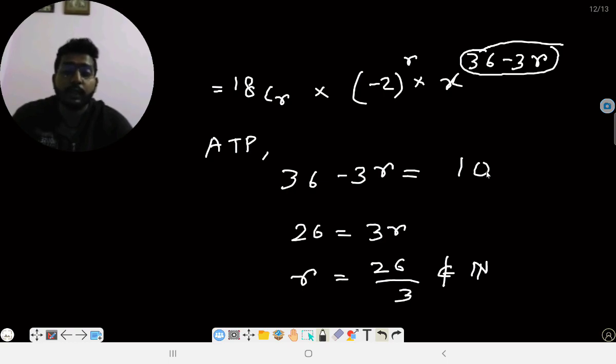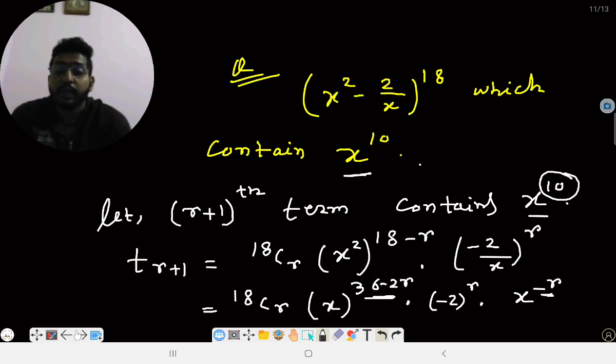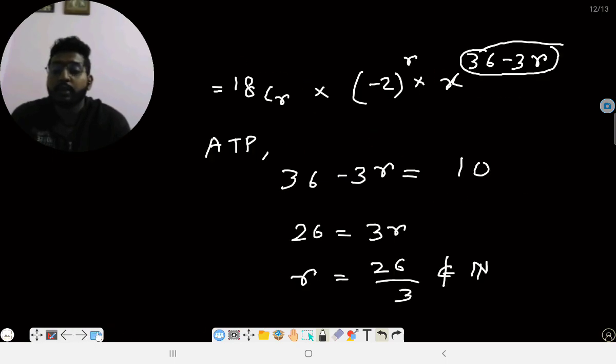Now this is not an integer, this is not a natural number. Now r has to be a natural number, it has to be 1, 2, 3 for any natural number, but we can see from here it is not a natural number. That means there is no term containing x to the power 10.